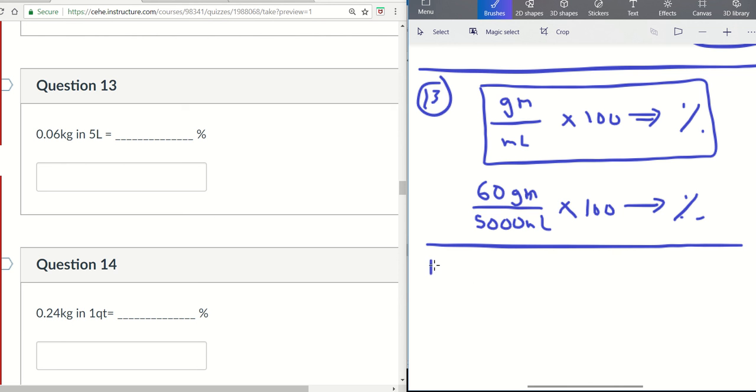14. Do it the same way. Kilograms will change to grams. 240 grams. 1 quart. How many mLs is in a quart? 960. So we got our grams and our mLs times 100 to go to percentage.